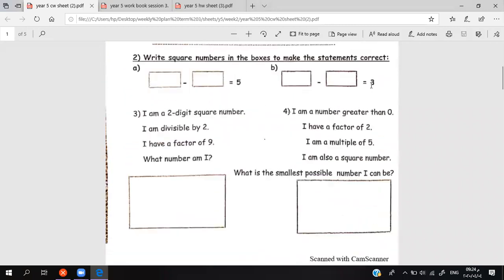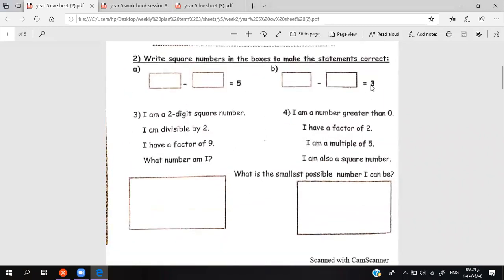Okay. Sorry, something went wrong. Okay, here, write square numbers in the boxes to make the statements correct. Let me think of two square numbers. When I minus them, the answer is gonna be a 5.